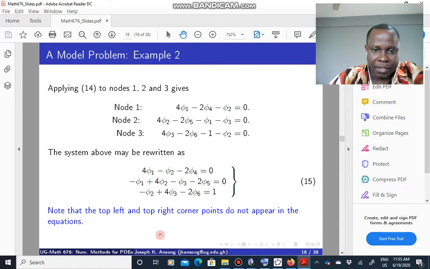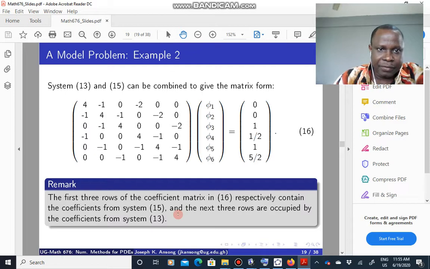Okay. Again, I've made this point before that if you look at the equations, system 13 and 15, the corner points are missing, so they don't really appear in the equations. So you don't really need to worry about them in this case. So combining 13 and 15, you can put them together in the form of a matrix as we've done before. Okay, and that gives you this.